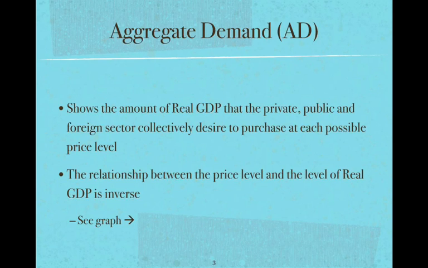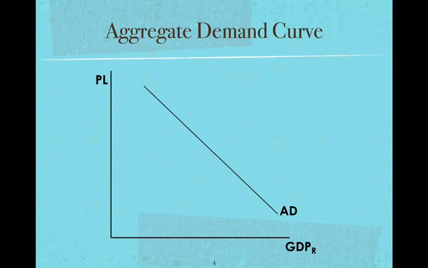Aggregate demand, or AD for short, shows the amount of real GDP that the private, public, and foreign sectors collectively desire to purchase at each possible price level. Just like regular demand, the relationship between price level, which we're measuring on the y-axis, and level of output, real GDP, which we're measuring on the x-axis, is going to be inverse. If you'll take a look at slide 4, you've got a picture of what the aggregate demand curve looks like.